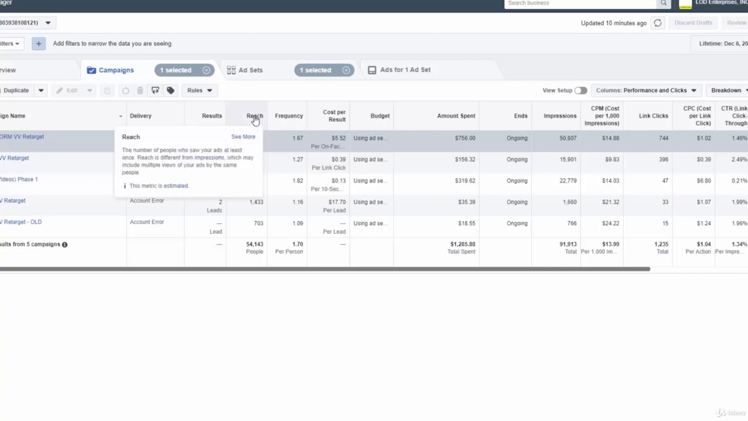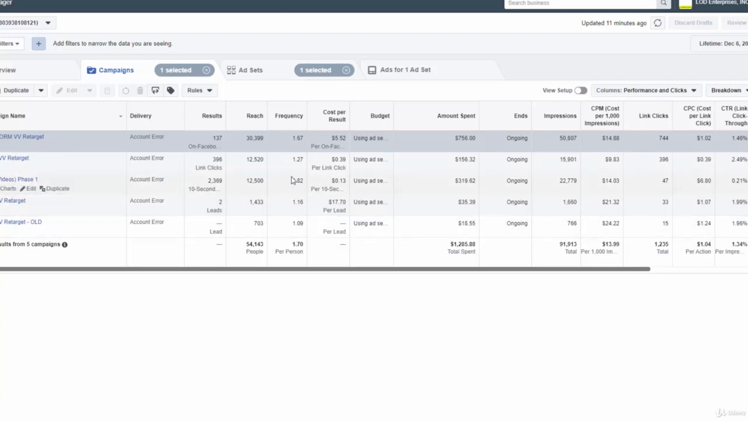And so here in the reach section, we can see that this is the number of people that saw our ad at least one time, okay? And then the frequency here, this is how many times a person sees the ad, the average number of times. Now, this is something that you want to pay very close attention to because that could cause audience fatigue and really annoy the audience, okay? So making sure that they're not seeing it too much. Frequency between 1 to 2, maybe 3 is okay. I would try to be within 1 to 2 at the most, okay?